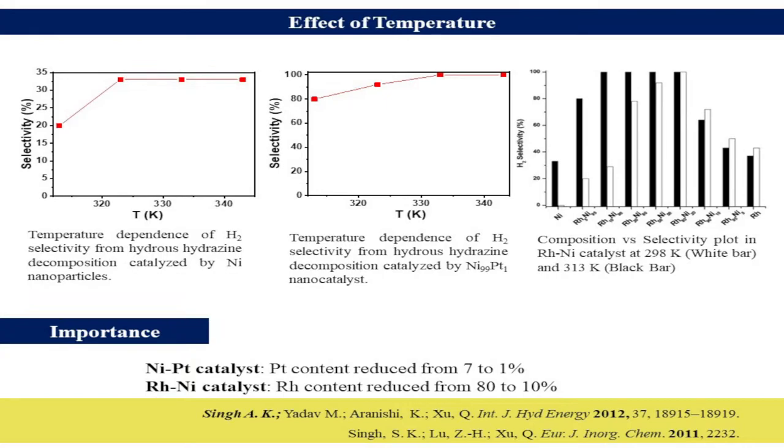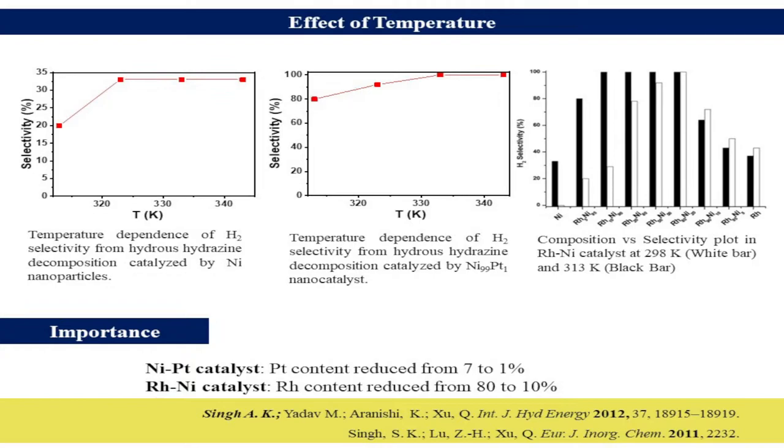What we found is that the nickel-platinum catalyst, which shows 80% selectivity at room temperature, shows complete conversion of hydrogen to nitrogen and hydrogen at 100 degrees. Similarly, for the rhodium-nickel catalyst we reported earlier, the rhodium content was 80%. Now, when we increase the temperature a little higher, we are getting 100% selectivity with a catalyst containing only 10% rhodium. So by use of temperature-induced selectivity enhancement, we are able to reduce the noble metal content from 7 to 1% and the rhodium content from 80 to 10%.